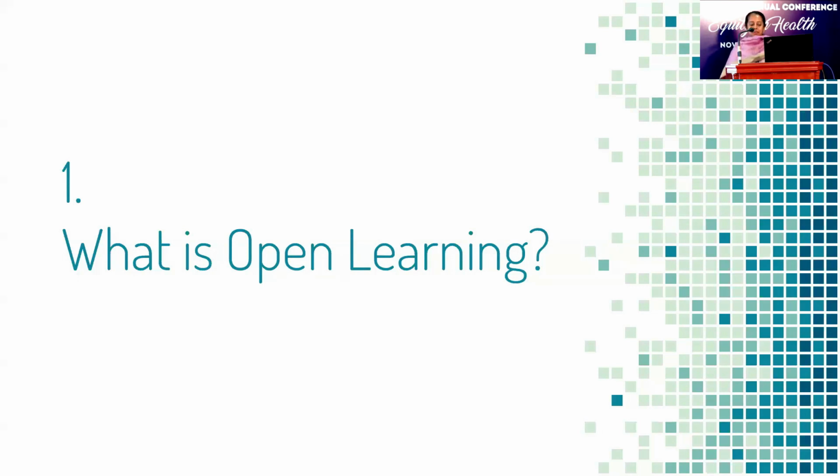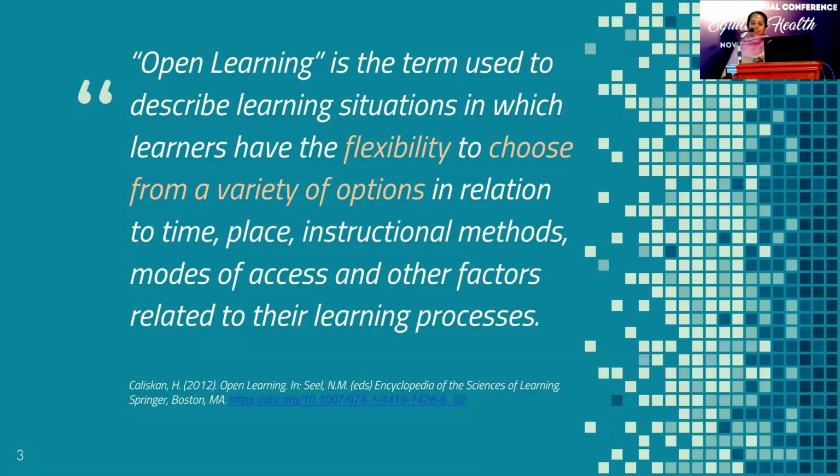So what do we actually mean by open learning? I like definitions a lot, so I'm going to look at one definition, which says that open learning is the term that is used to describe situations in which learners have the flexibility to choose from a variety of options in relation to time, place, instruction methodologies, modes of access, and other factors related to their learning processes. Now, it's a large definition, but if we look at a couple of words which I've highlighted in a different font color, the idea of it being flexible and the idea of having options to choose from, I think that is key when we think about open learning.